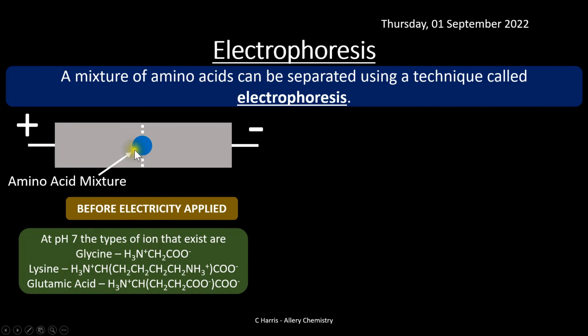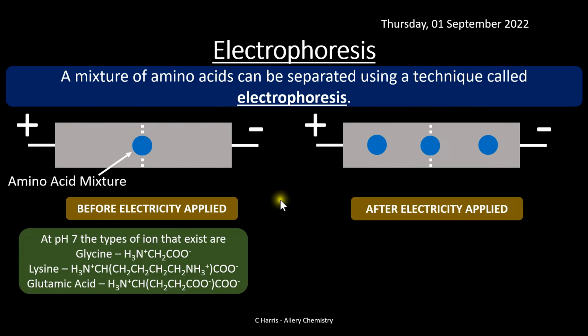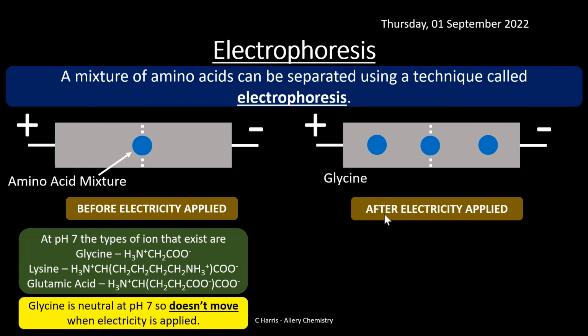So before electricity is applied, all the amino acids are mixed together in this pH 7 solution, and it sits in the middle of the slide. You've got your positive and negative terminals at the sides there. So after electricity is applied to this solution, then glycine is neutral at pH 7, so it doesn't move when electricity is applied. You can see you've got one positive, one negative. It's a neutral molecule, so whether you apply positive or negative, it isn't going to move.